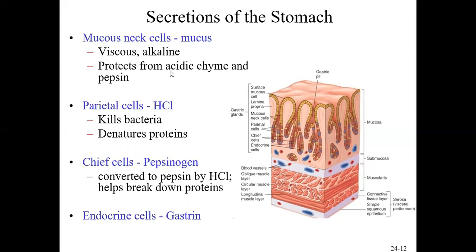By the way, it says protects from the acidic chyme. Once you chew up a portion of food and you swallow it, then it's referred to as a bolus, B-O-L-U-S.